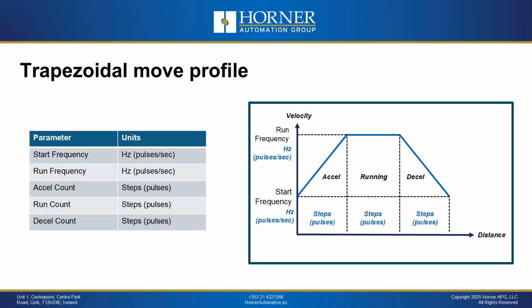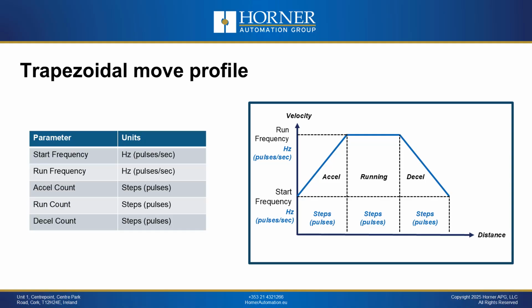Now, we need to talk about what is called a trapezoidal move profile. This is the type of move profile that the stepper motor is going to execute. What does it consist of? Well, the stepper motor is going to see a pulse train that will cause it to start accelerating from a starting frequency up to a running frequency.